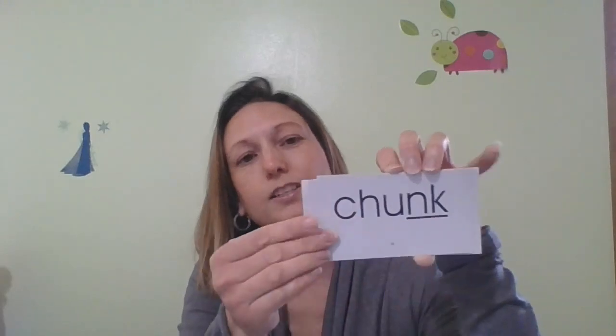Honk. Chunk. We've got our blend at the beginning. Ch. 2 letters that make one sound, and then our NK blend at the end. They each say their own sound. Ch, n, k. Chunk.